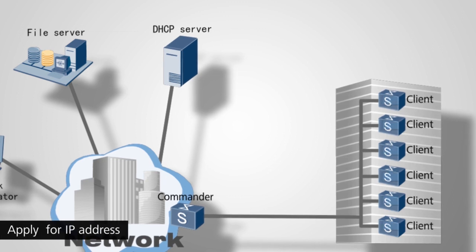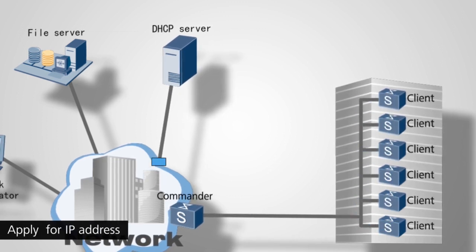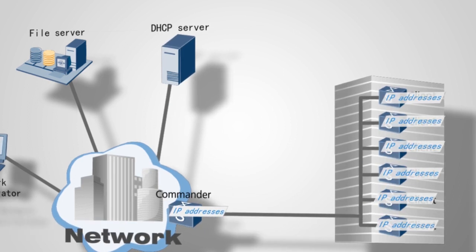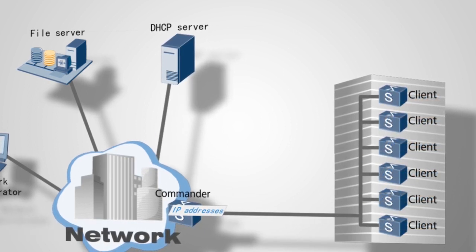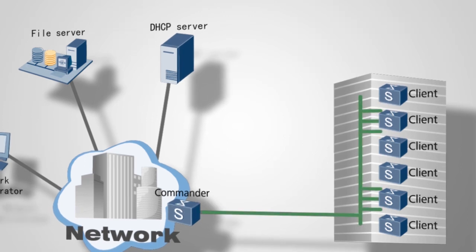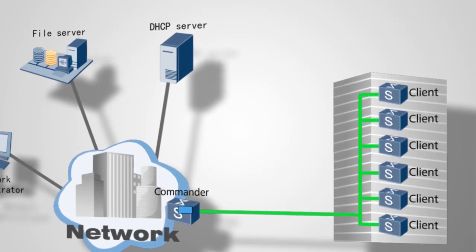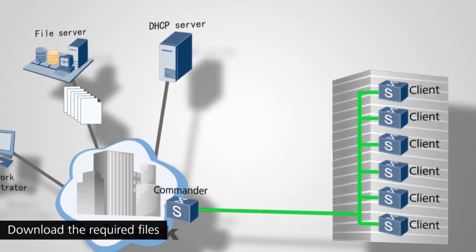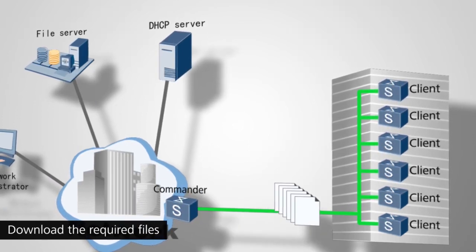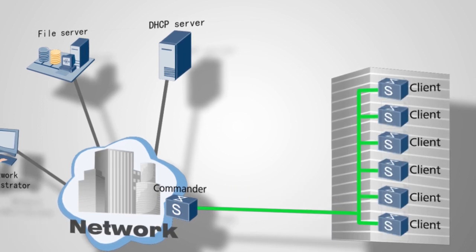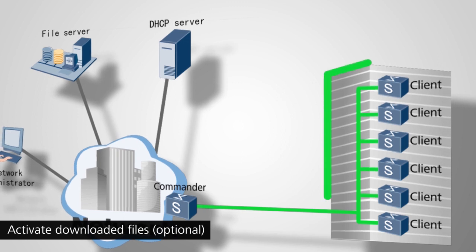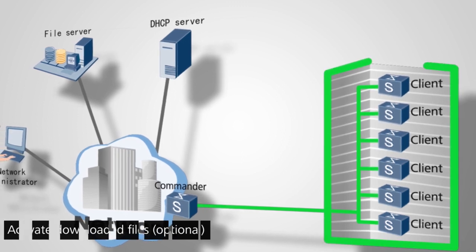They first apply for an IP address from the DHCP server. The server responds with IP addresses allocated to the clients, as well as the commander's IP address. After the clients obtain IP addresses as well as the commander's IP address, they can then pull file information from the commander. The clients then download the required files from the file server according to the file information. After downloading the files, the clients activate the files according to the configured policy and start operating normally.